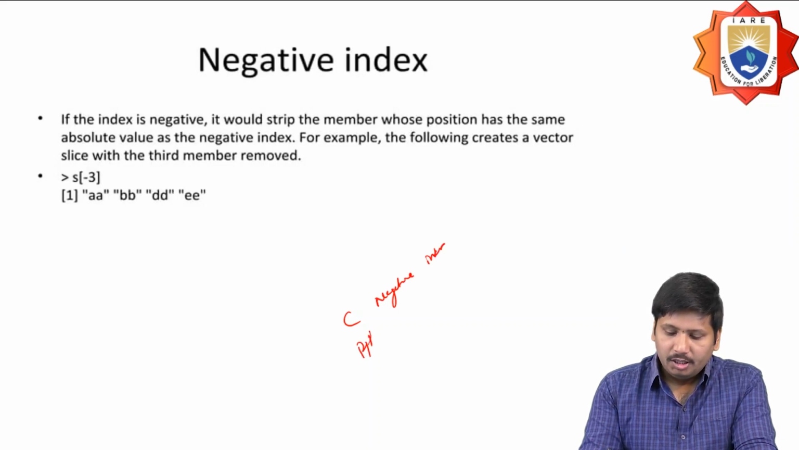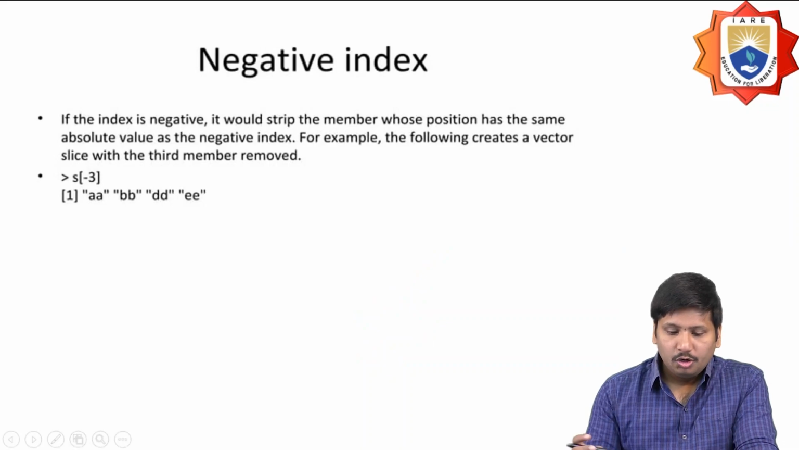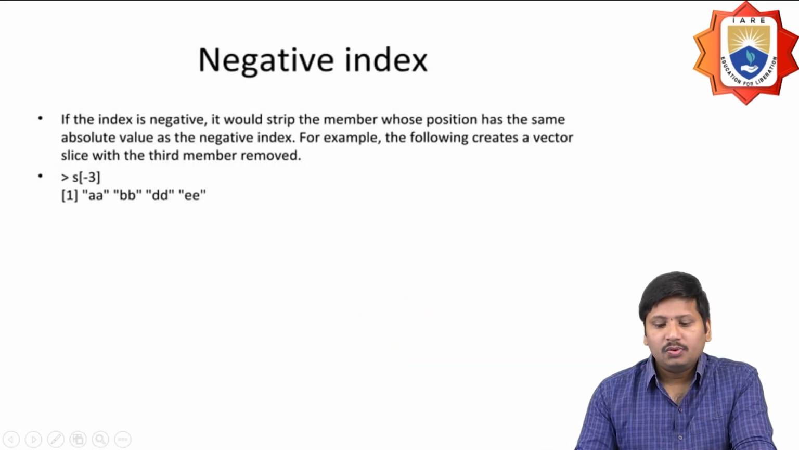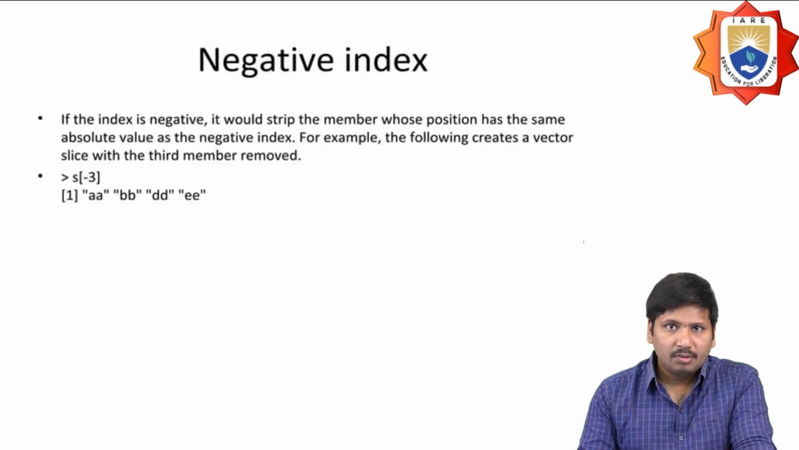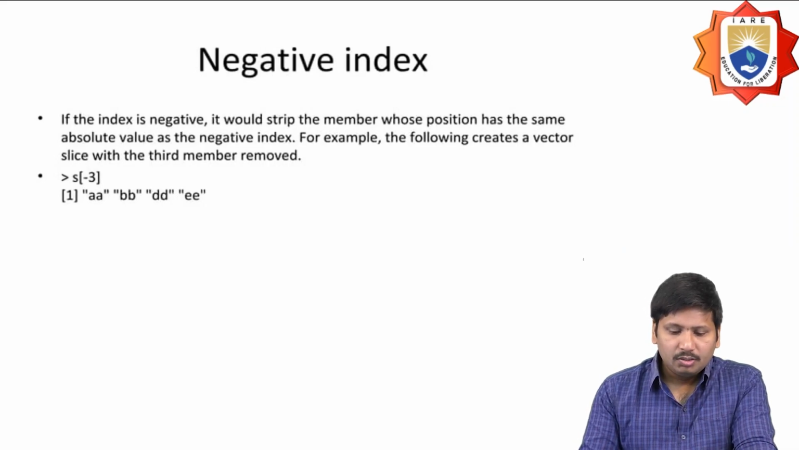In Python, negative indexing is allowed. In R programming also, negative indexing is allowed. So how is this going to work? Suppose the index is negative; you can strip the member whose position has the same absolute value as the negative value. For example, if the following vector is created with the slide, the third member is going to be removed.